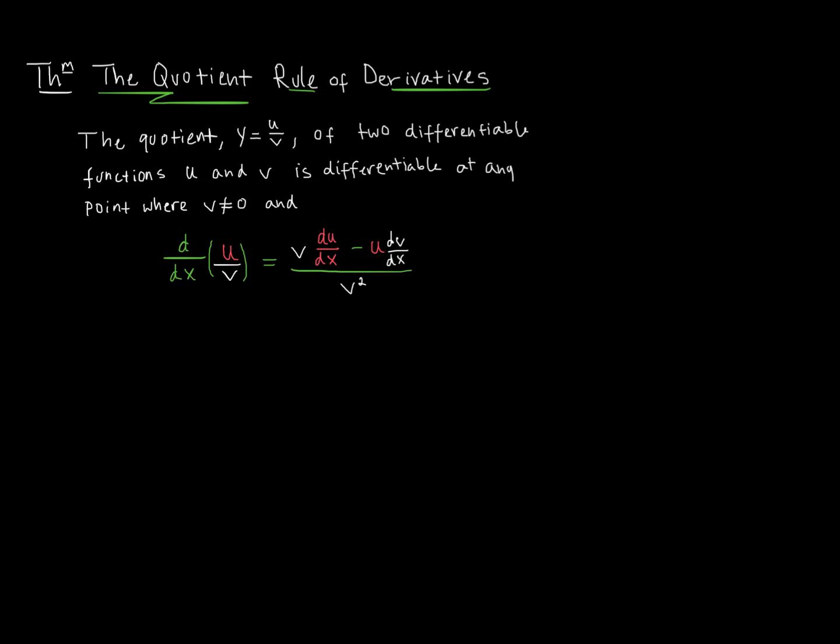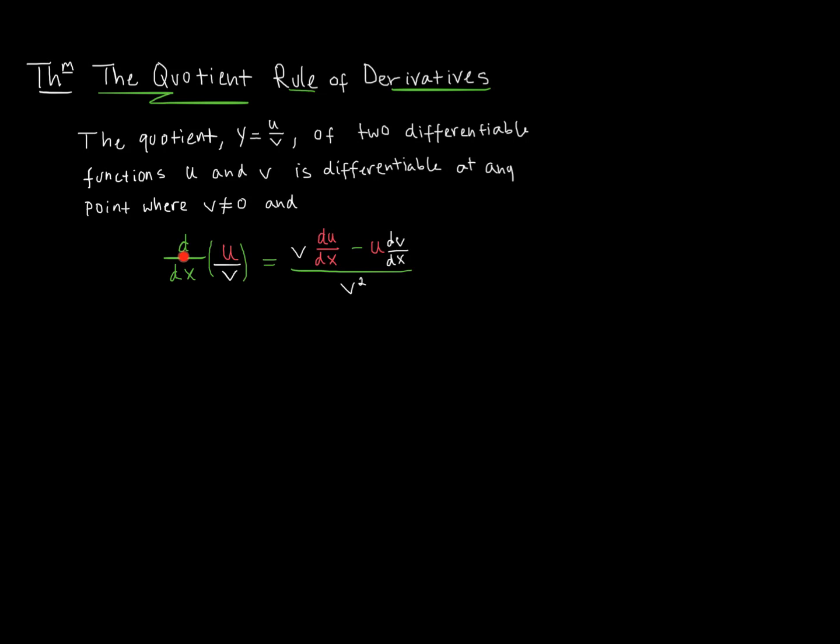Okay, so here is the quotient rule of derivatives. So the quotient, which is just u divided by v, of two differentiable functions, u and v, familiar with this, is differentiable at any point where v is not 0. If v were 0, this would be undefined, right?